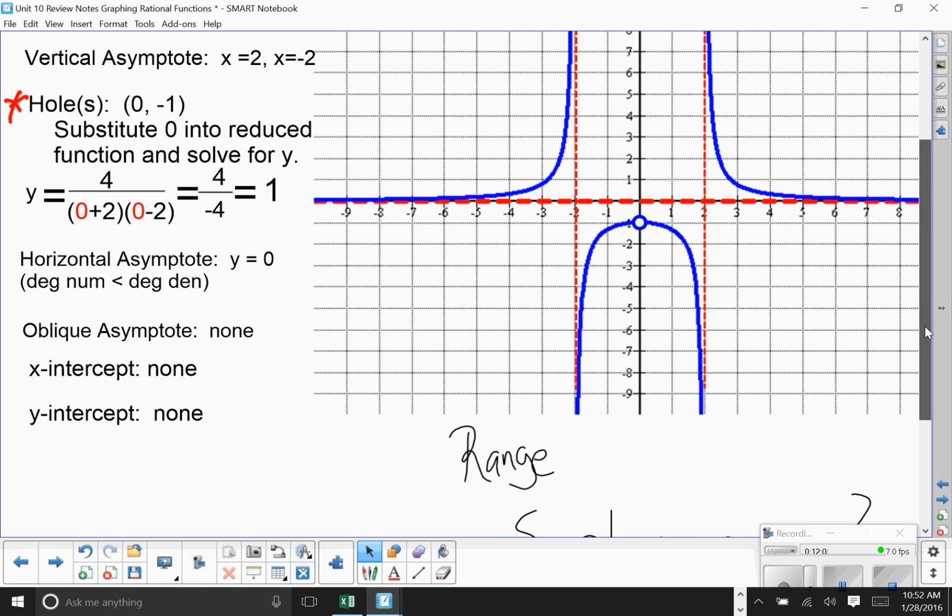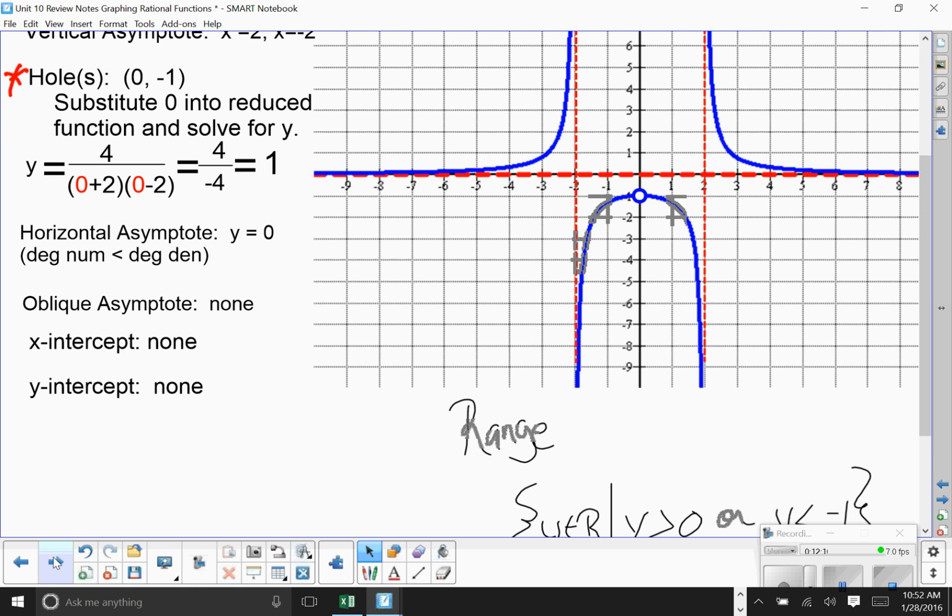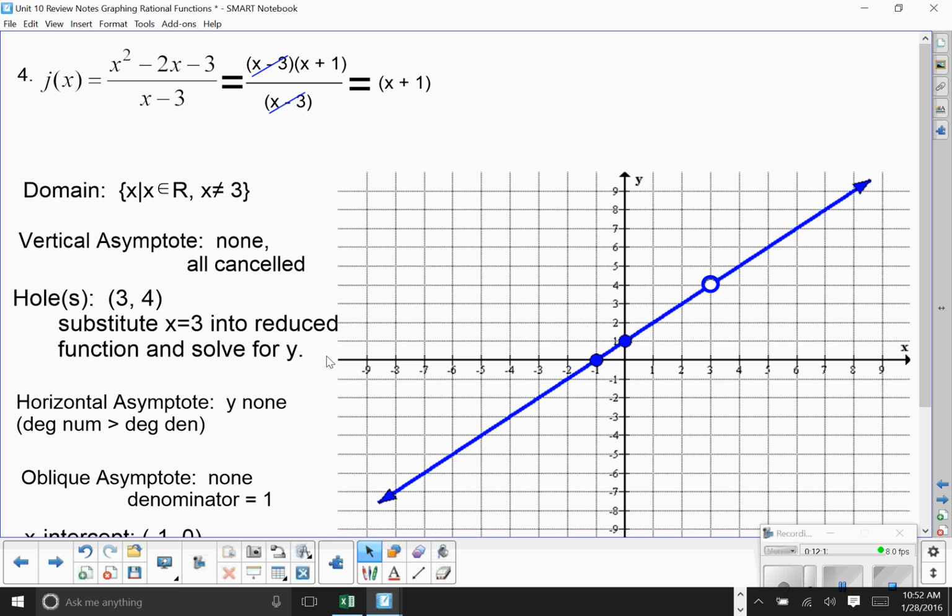You should be able to define the domain. You can also define the range on these. The range are all the y values.